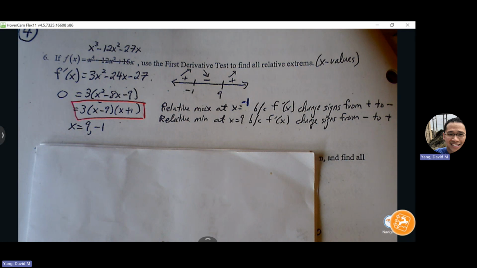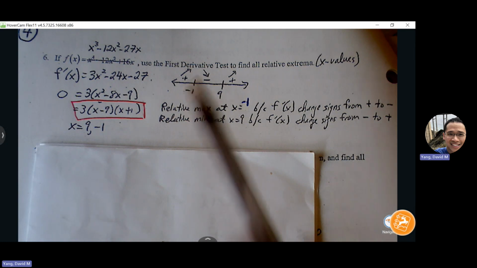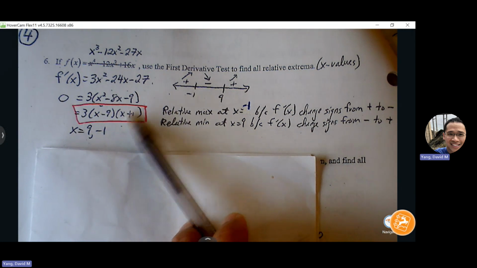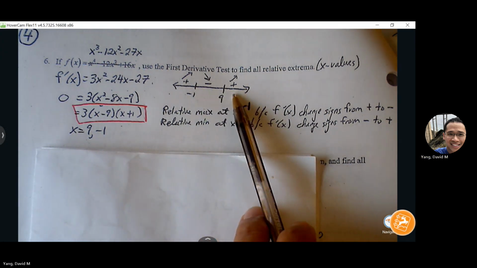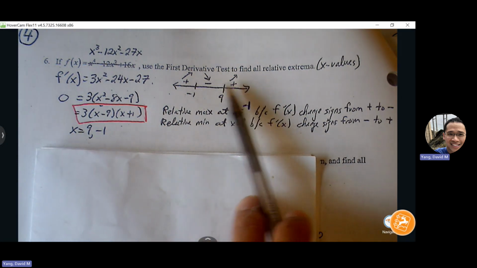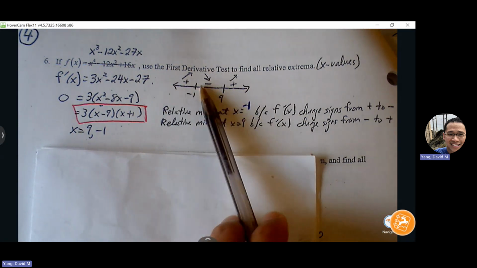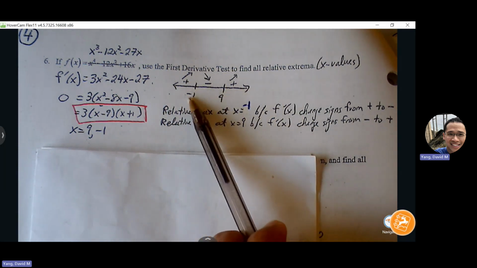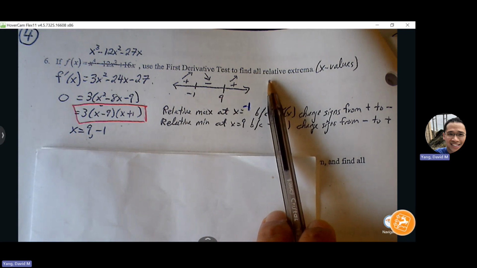And then if I plug -2 in, I'll get negative times negative, which is positive. If I test 0, I'll get negative times positive, which is negative. If I test 10, I get positive times positive, which is positive. So based off of these, arrows are helpful. It kind of helps us see how the graph is rising and falling. And this is only asking for relative extrema.